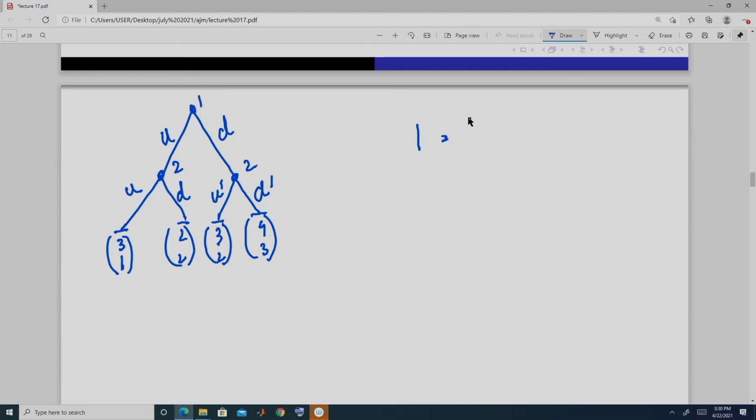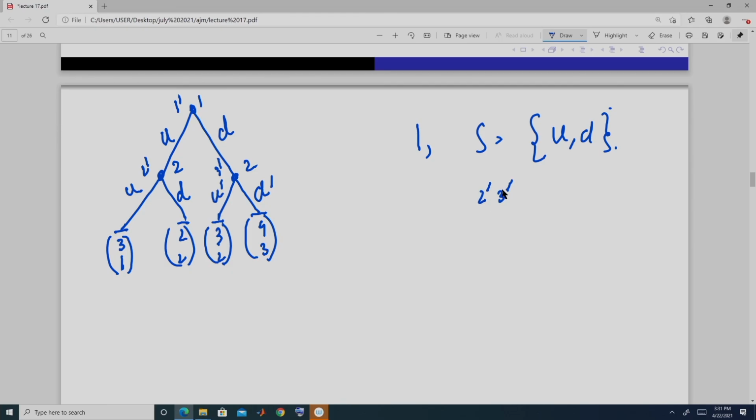So, for player 1, the set of actions or the strategy set is U and D. Okay. But for player 2, it has two contingencies. So, let us name the nodes: this is 1 dash, this is 2 dash, and sorry, this is 3 dash. Okay. So, these are the names of the nodes. So, its contingencies are 2 dash and 3 dash.